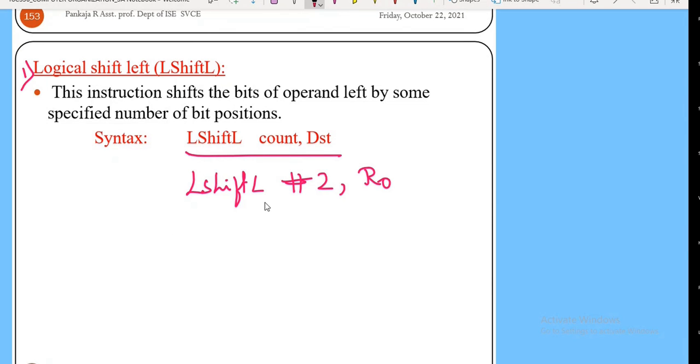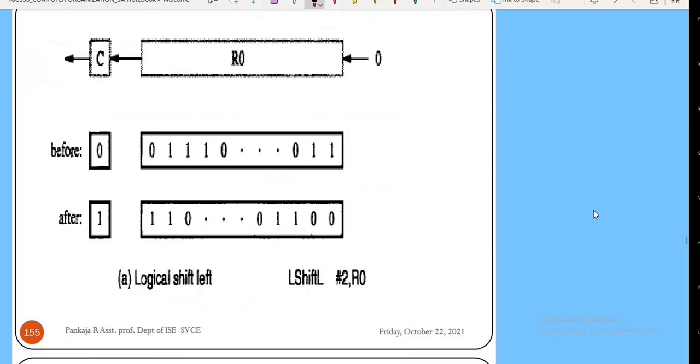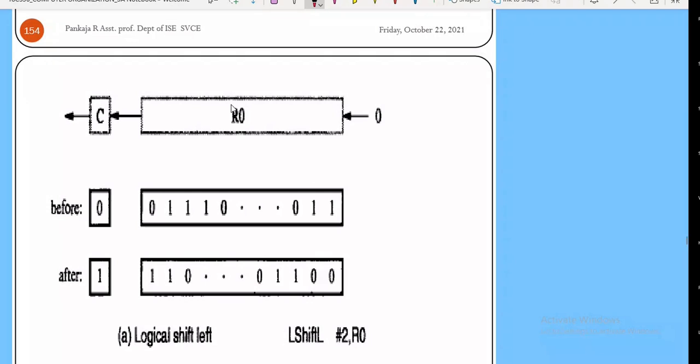Okay, so this is the meaning of this instruction. Now, how is it going to shift? If you are shifting, there will be a vacated position, no? So what is going to fill the vacated position? You can see I have the content of R0 and this is the carry flag. Okay, so there is a carry flag.